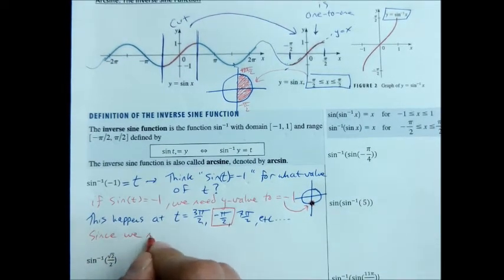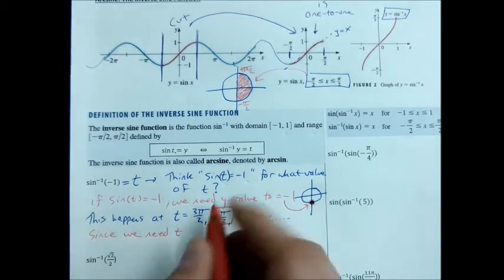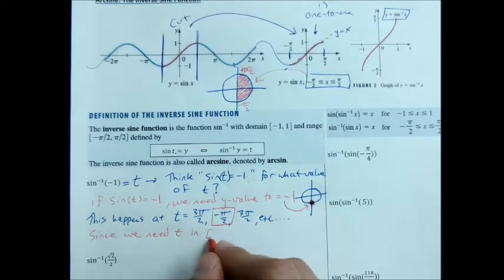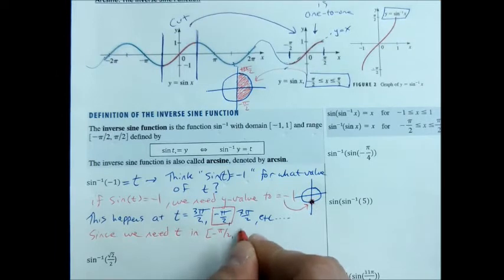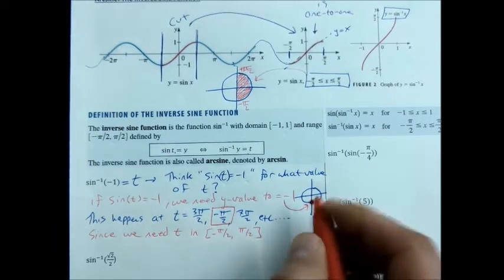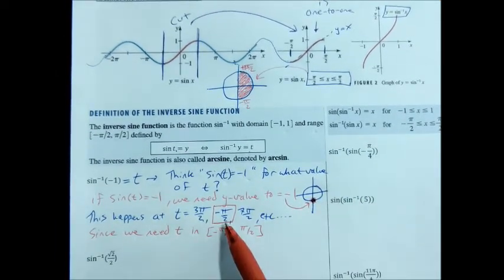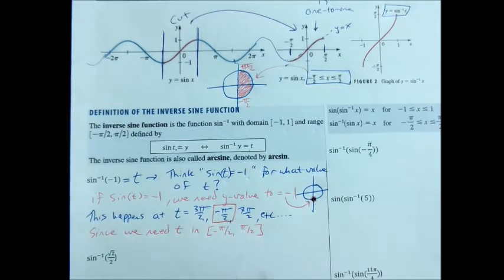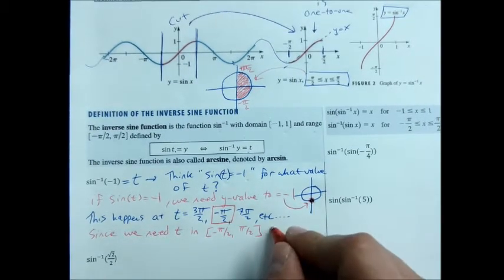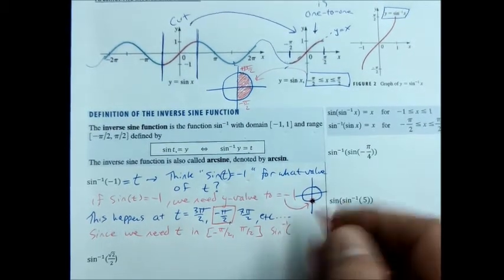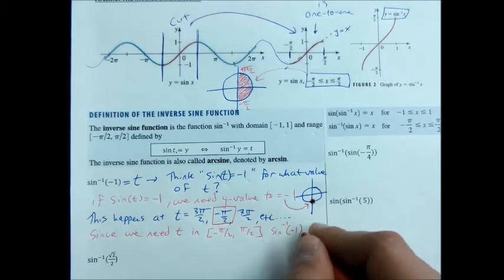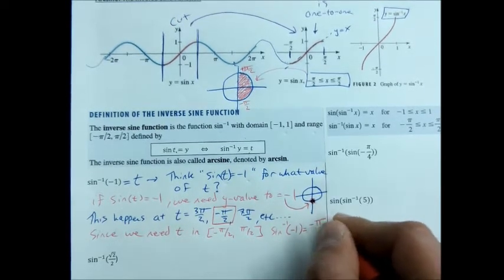Since we need t to be between minus pi over 2 and pi over 2, we choose the one I circled, the minus pi over 2 one, because that's the only one that's in that interval. And so the inverse sine of -1 is minus pi over 2.